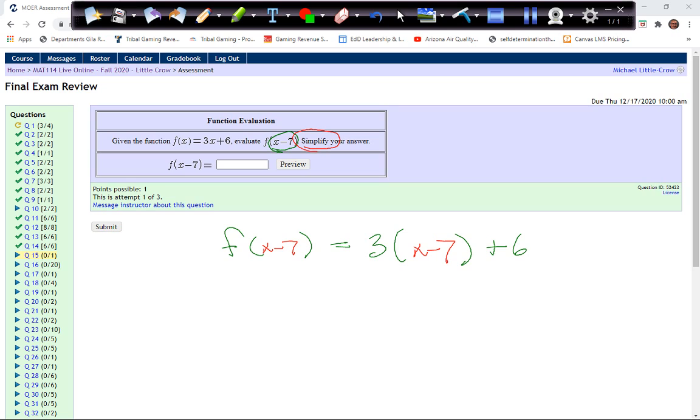Now they want us to simplify, otherwise we'd be done. This is our new function, but they are going to want us to distribute, then combine like terms. So we get 3x minus 21 plus 6. These are like terms, so we can combine them. We get 3x. Signs are opposite, so we actually subtract them, right? 21 minus 6 is going to be 15. And since 21 is a larger value, it's negative, so it stays negative. That's our answer.